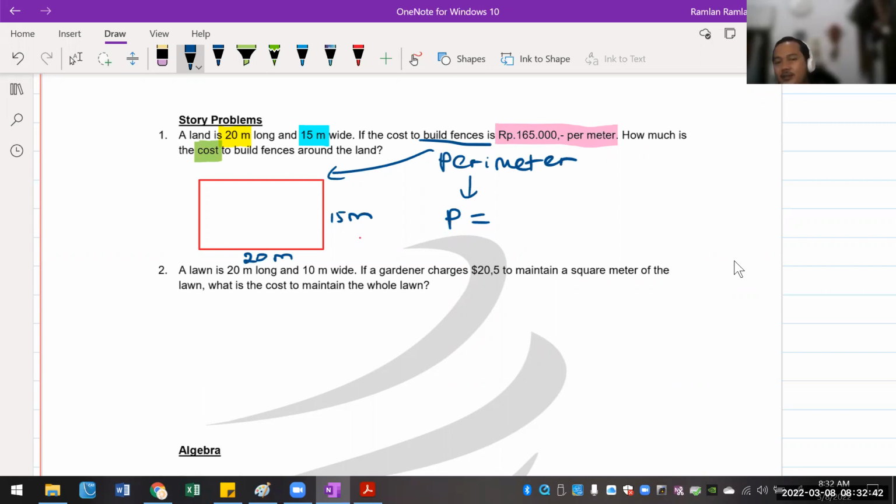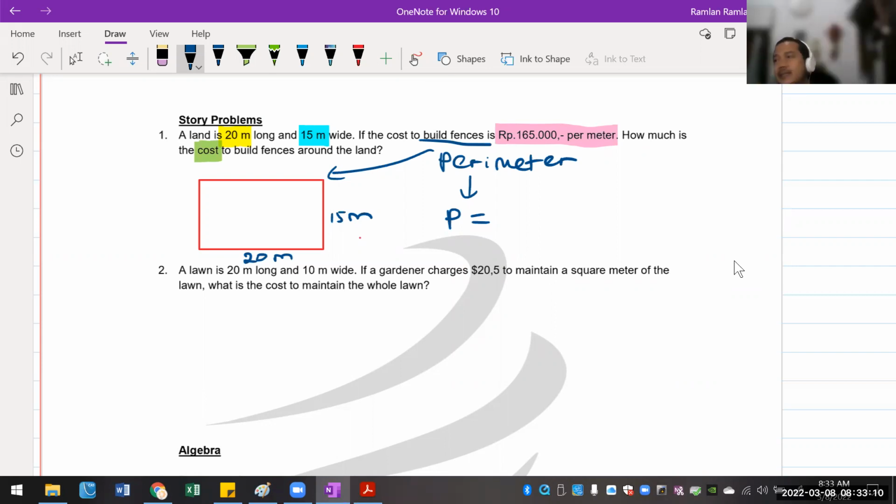Okay, another question is, I'm not asking what the perimeter is, but how do you calculate the perimeter, based on the concept that we have already learned. Aruni, silakan. 70. Okay, how do you get the 70, Aruni? 20 tambah 15 tambah 20 tambah 15. Okay, thank you very much.